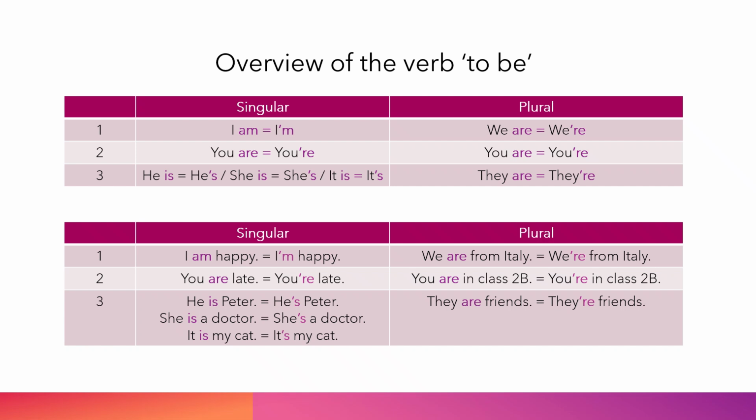I am happy or I'm happy. You are late or you're late. He is Peter or he's Peter. She is a doctor or she's a doctor. It is my cat or it's my cat. We are from Italy or we're from Italy. You are in class 2B or you're in class 2B. They are friends or they're friends.